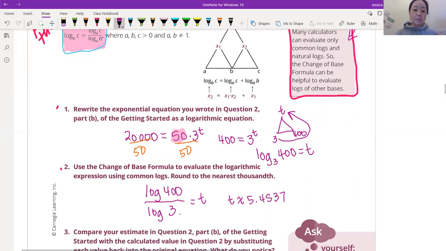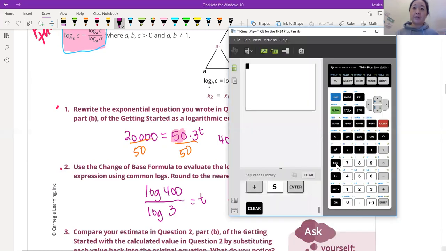Okay. And then on our calculator, so here's the calculator. Here's the log right here, log of 400. Notice that it opens up a parenthesis automatically, so you need to close it. Divide that by log of 3. Here you don't need to close it. You can if you want to, but you don't have to, because there's nothing after that. And it would be 5 point something. So this would be the more exact one.